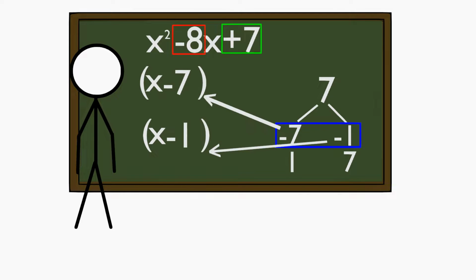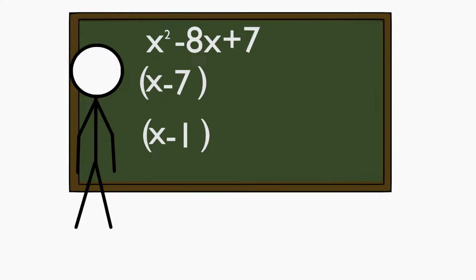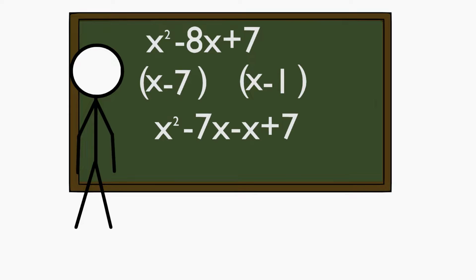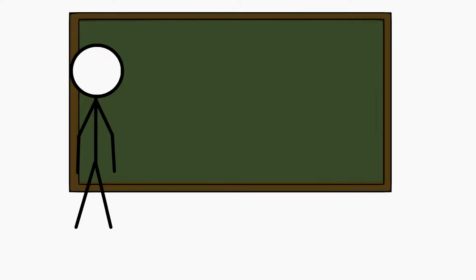We know that we cannot use the positive factors of 7, so our factorized form will inevitably be x minus 7 times x minus 1, and you can check your answer by expanding the brackets again, and you will get x squared minus x minus 7x plus 7, which then simplifies to x squared minus 8x plus 7, and you got the correct answer. Let's have a third example.